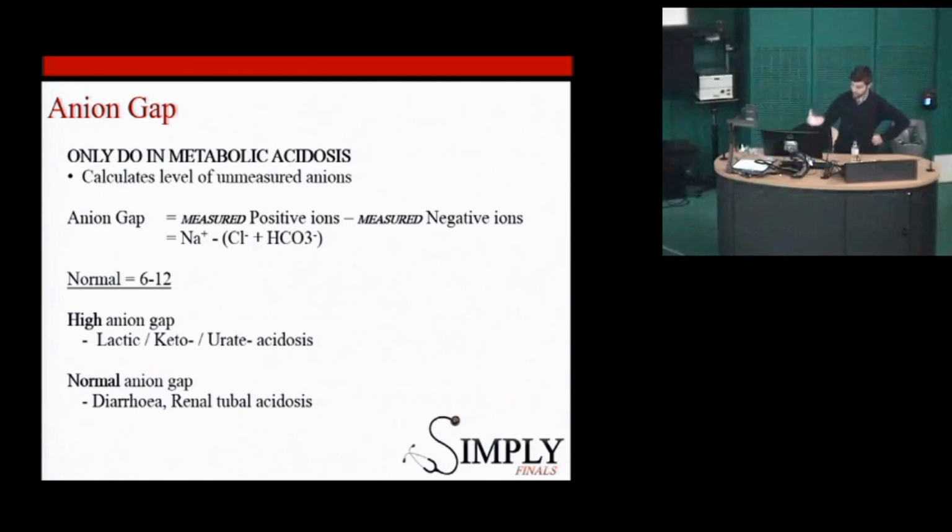A normal anion gap is where you're excreting more of the alkaline. So it would be normal between 6 and 12. Does that make sense? Pretty simple. Two bits you need to remember: this little equation here, and between 6 and 12. And high is when acid is produced.